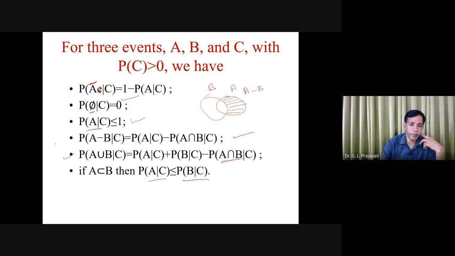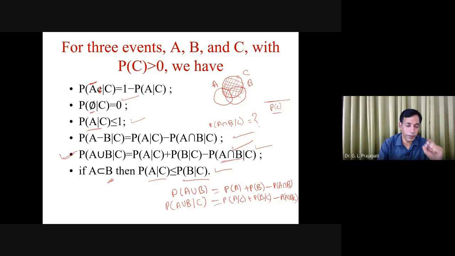Yes, because A is a subset of B, so it can happen. These are the rules you need to remember. If A is a subset of B, then B is the bigger set, so the probability of B given C can be more than the probability of A given C.